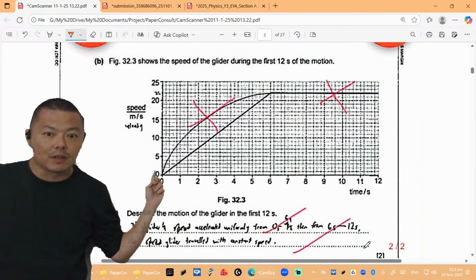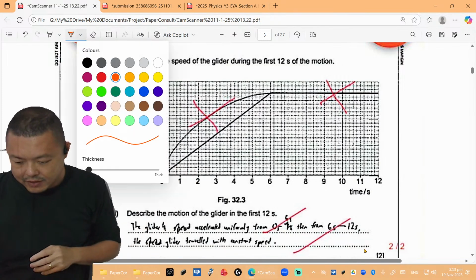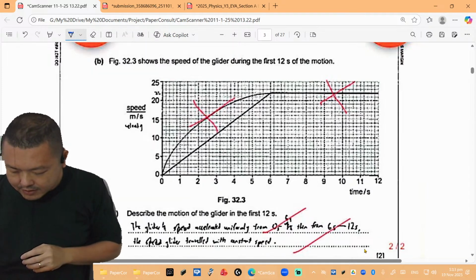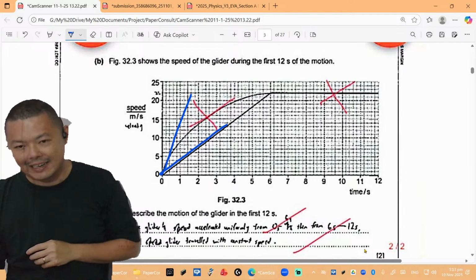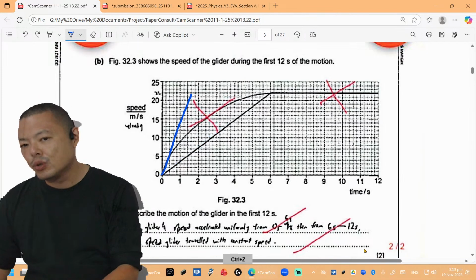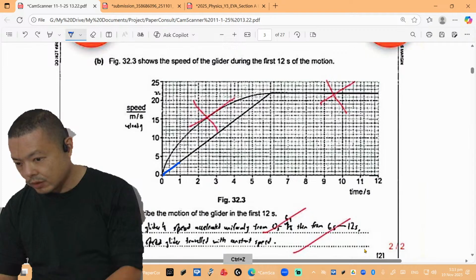No, look at the steepness of the graph. Look at how steep your graph is. This part here. See this? Your gradient is this high when the original gradient was only like that. Okay? So how should you draw the graph then? Your graph should look like this. Look.